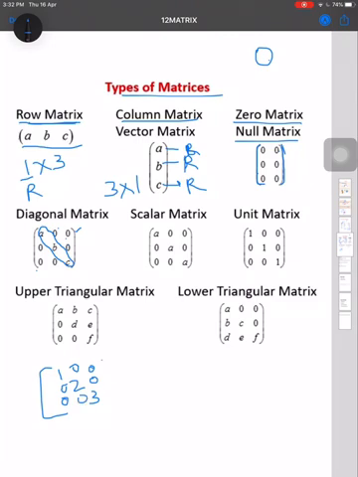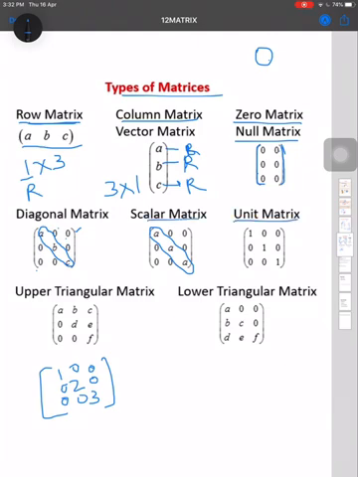Here you can see only in the diagonal you have 1, 2, 3, but the rest are 0. So this is a diagonal matrix. Scalar matrix, when in the diagonal all the elements are same, but other elements all are 0. So this type of matrix is scalar matrix.